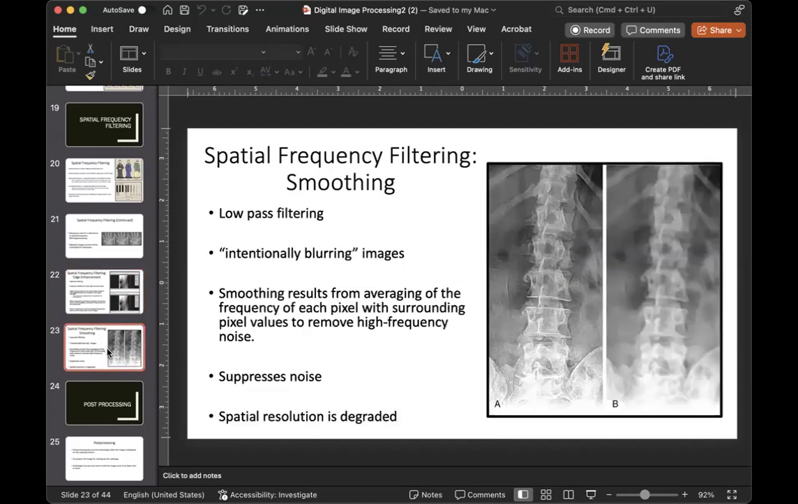With smoothing, this is low pass filtering. It's intentionally blurring an image. So notice how image A is grainy. There's not enough technique used. You can see all the salt and peppery effect. Well, smoothing is going to average the pixel frequencies surrounding each other to remove that high frequency noise. And so if you look at B, it looks like all of those salt and peppery effects are gone. But what we're seeing here is it looks a little bit like there's motion. Okay. And so that's the trade-off.